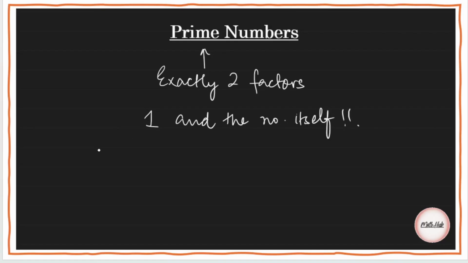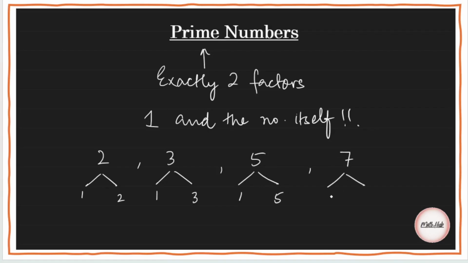For example, if I write 2, 2 is a prime number because 2 has exactly two factors, 1 and 2 itself. Then if I pick 3, 3 has exactly two factors, 1 and 3. Then 5, of course, 5 is divisible by 1 and 5 only. Then we have 7, 7 is divisible by 1 and 7 only. So all these numbers 2, 3, 5, 7, 11, they are called prime numbers because they have exactly two factors, 1 and the number itself.